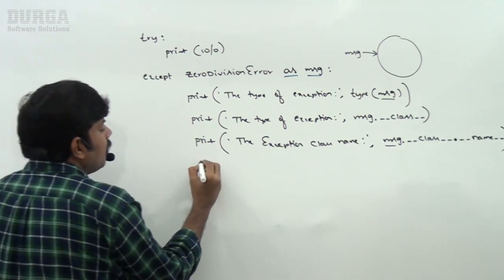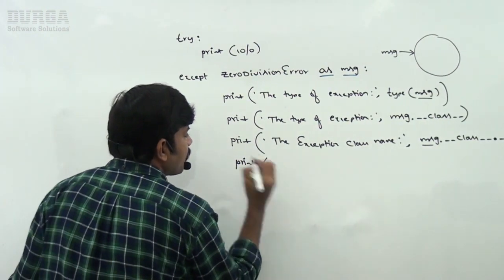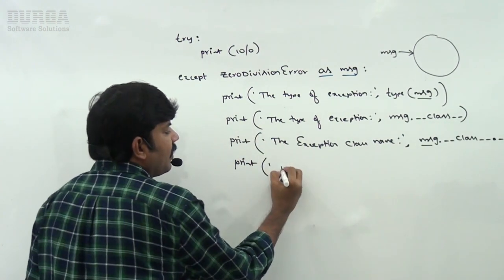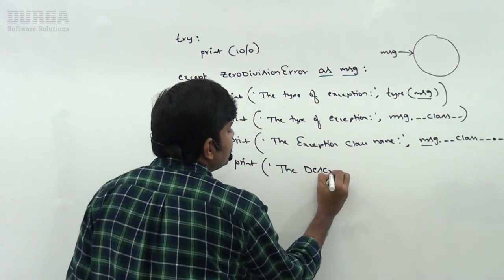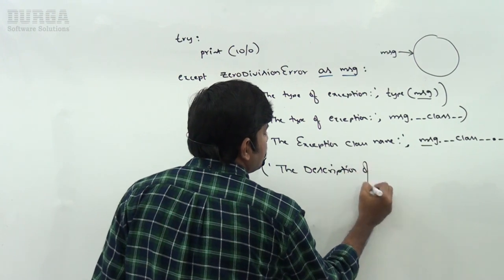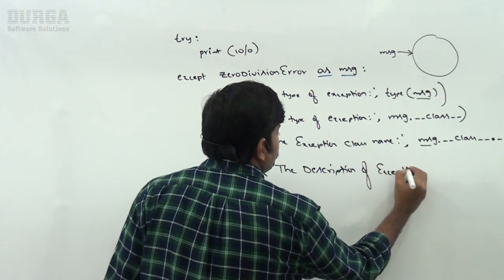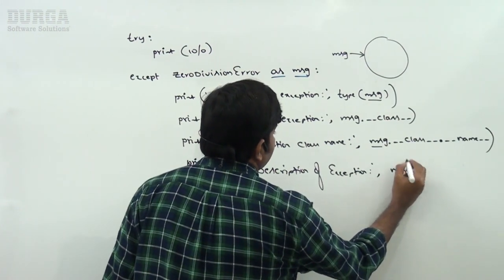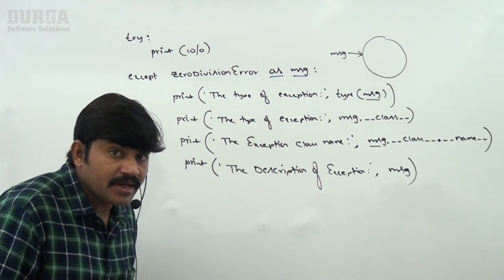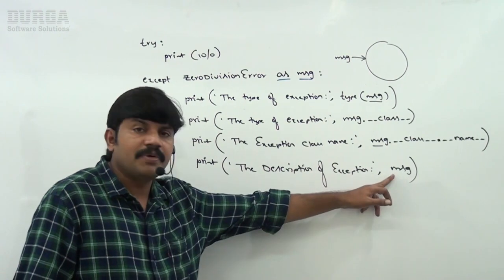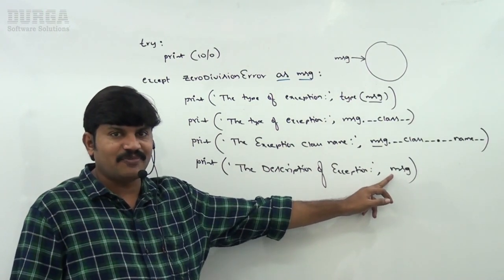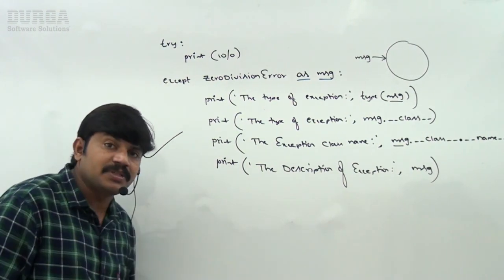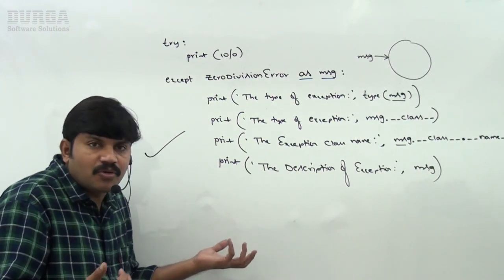Then very simple, print the description. Observe very carefully, the description of the exception. Very simple, just print msg directly. Now you are going to get what is the description, sir? Division by 0. Are you in the position to understand, friends? Now take very special care how to print exception information. That's all. This is the code you should be aware of.